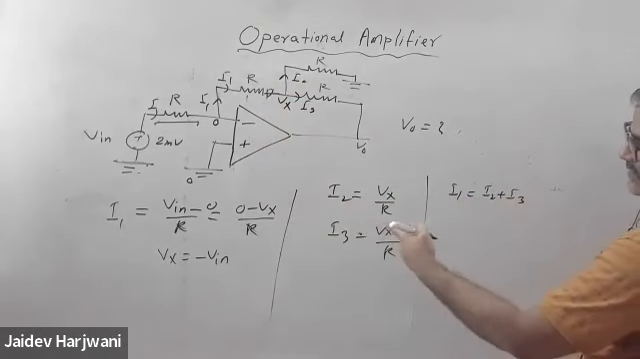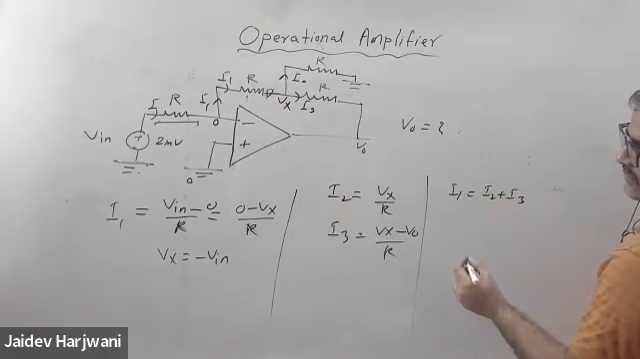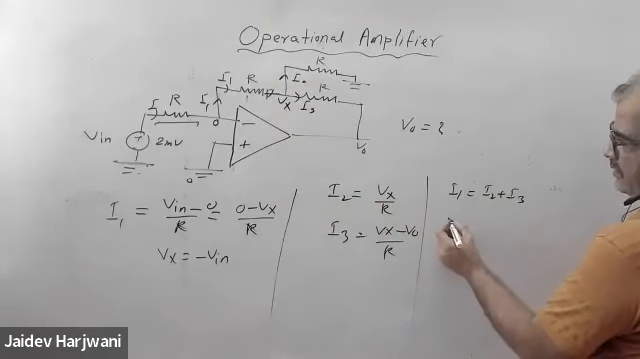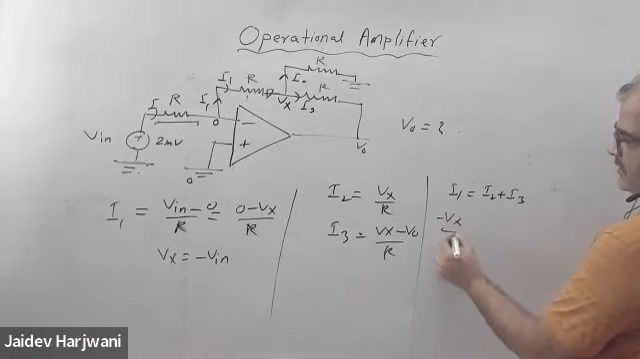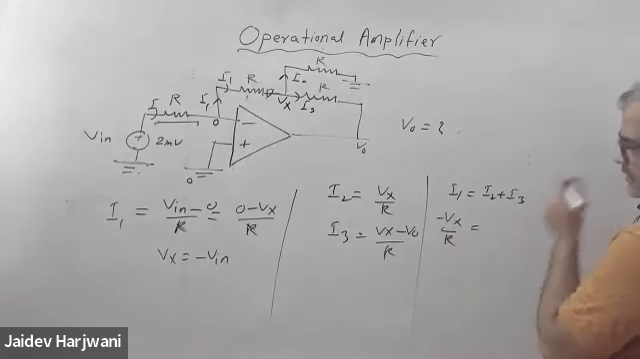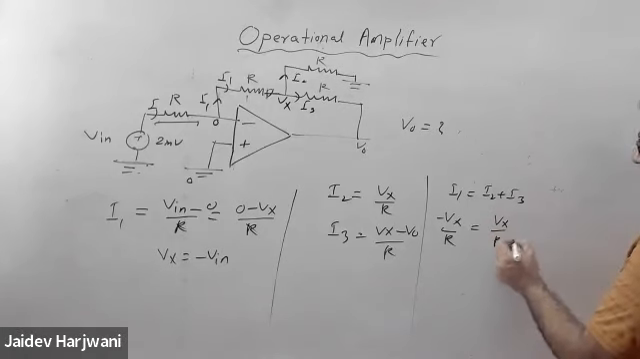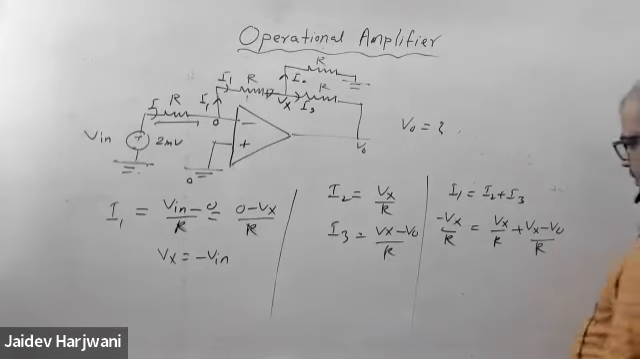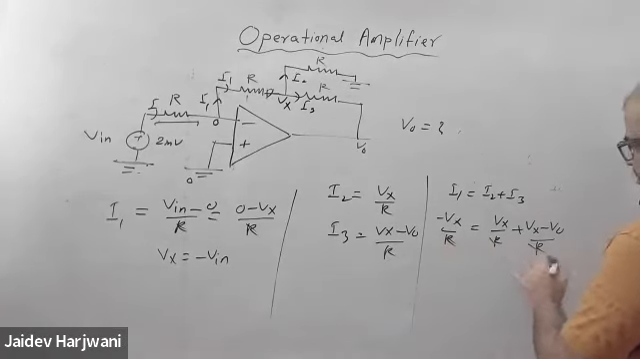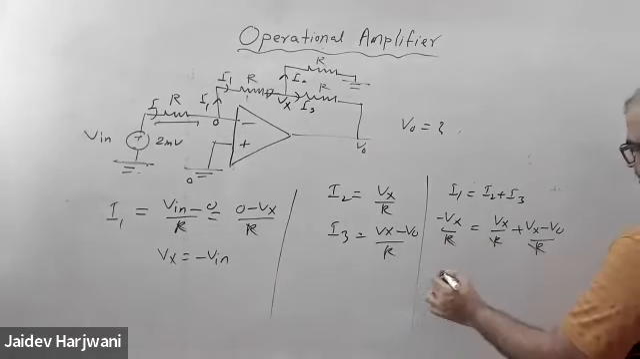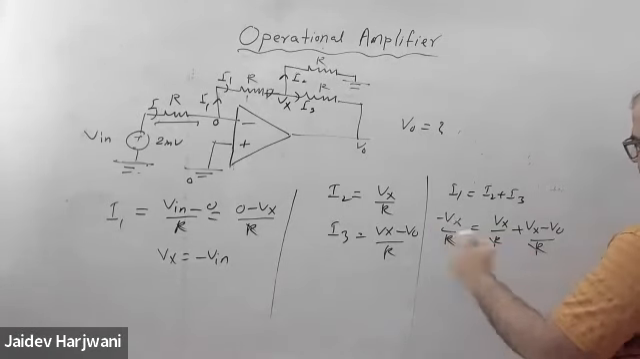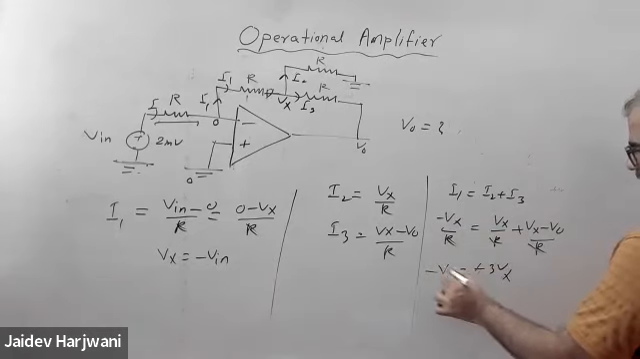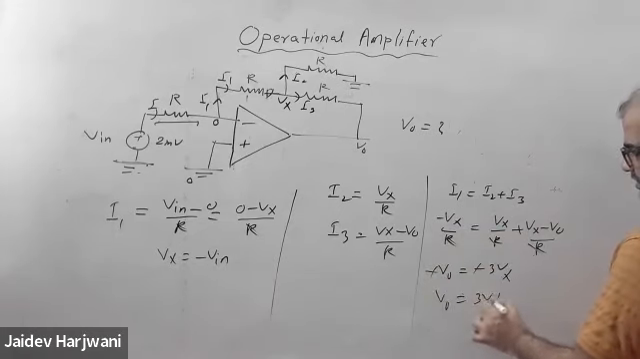Okay. I1 is nothing. I1 is what? 0 minus Vx upon R. So 0 minus Vx upon R is equal to Vx upon R plus Vx minus V naught upon R. So this R will cancel, and you get minus Vx minus 3Vx, so minus V naught equals minus 3Vx. So your V naught equals 3Vx.